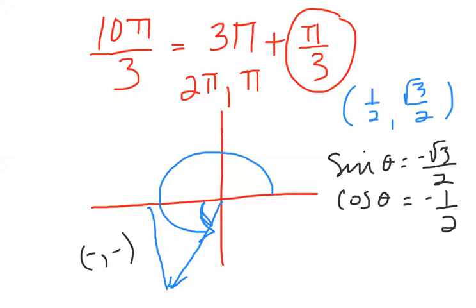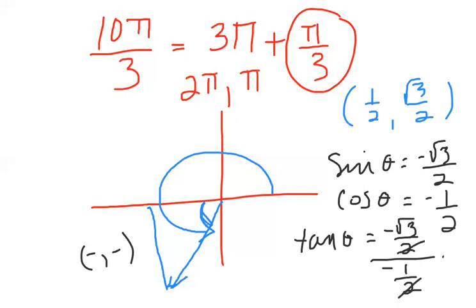Now the tangent, be careful with the tangent of theta, because remember this is y over x, or sine theta over cosine theta. So you are simplifying negative radical 3 over 2 divided by negative 1 over 2. Essentially, the 2's cancel out, leaving you with a positive radical 3, because a negative divided by a negative is a positive. And just like that, we are done with this. So you're using the reference angle to figure out sine, cosine, and tangent.